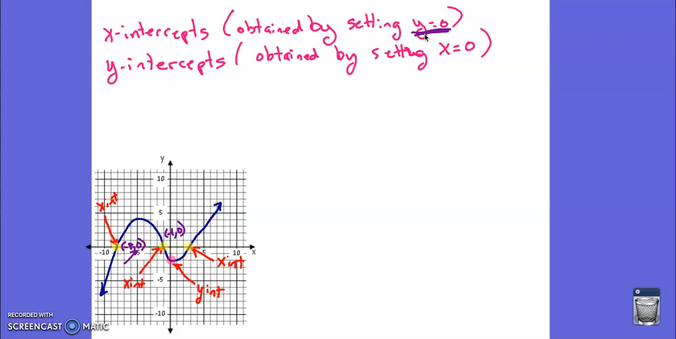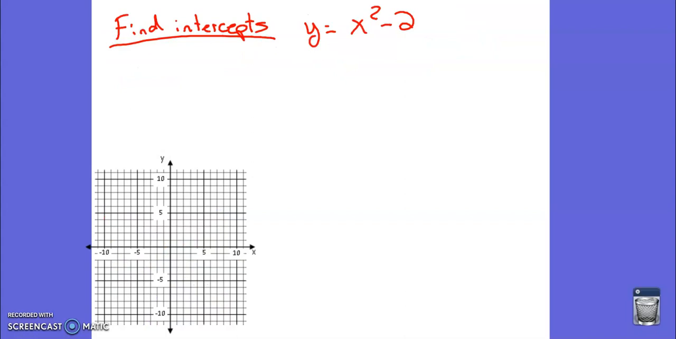And the same thing for y-intercepts. If this point is 0, -2, notice the x is 0. So to find the y-intercept, you actually put 0 for x. So let's actually calculate some x-intercepts and y-intercepts. So if I was doing this problem and I wanted to find, let's do the x-intercept first, and then we'll find the y-intercept.